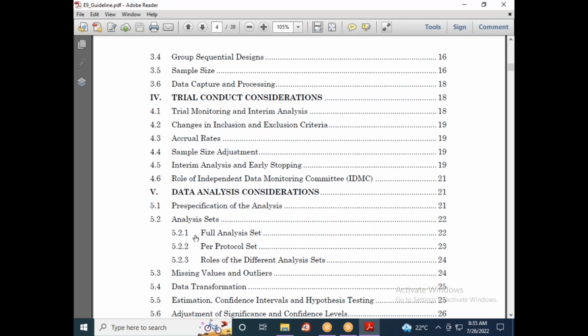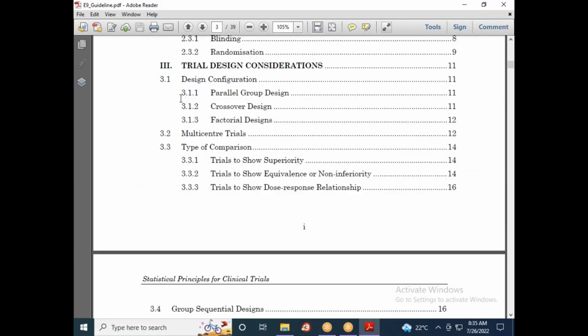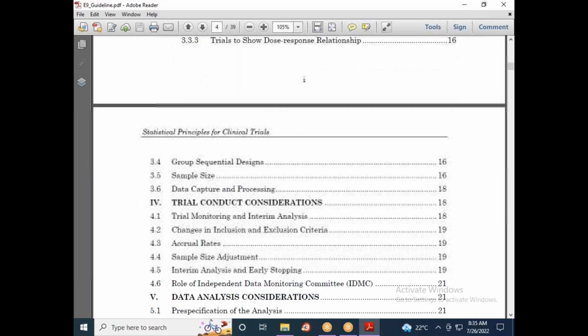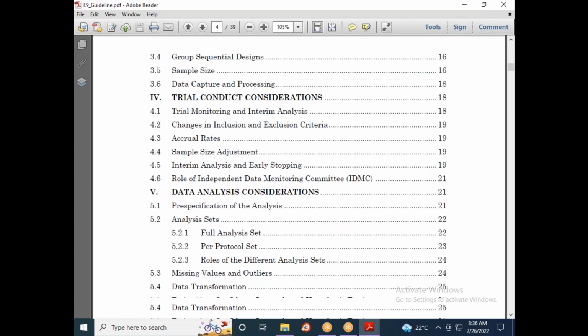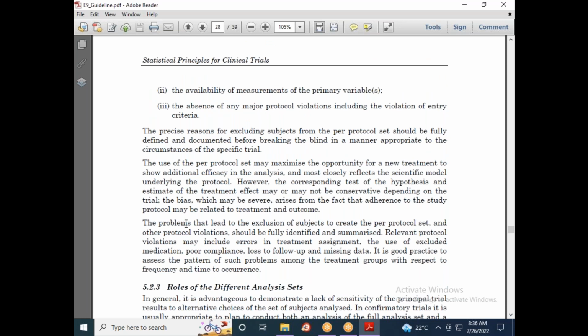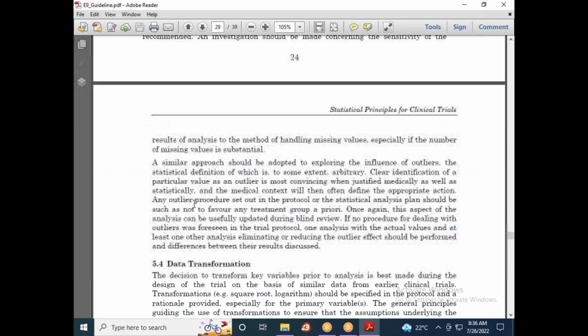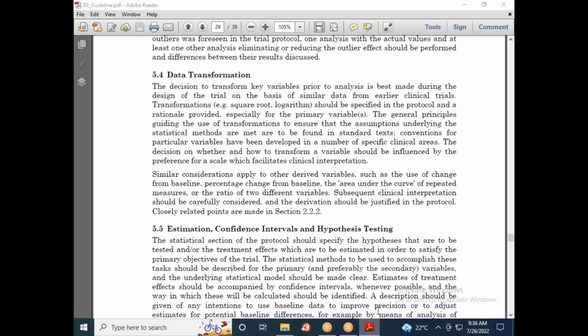Whenever you are working on analysis tables, compulsorily you have to select the safety population, full analysis set population. So without knowing what the full analysis set is, you cannot do the analysis there. So 3.1.1, 3.1.2. Okay, check 3.1 and 5.1. 5.2, 3.1, 5.2, these two sections I want everyone to go through. Okay, the rest is the statistician's headache, missing values and outliers, how to handle them. Your statistician will take care.